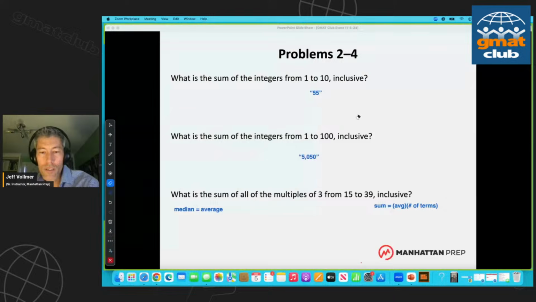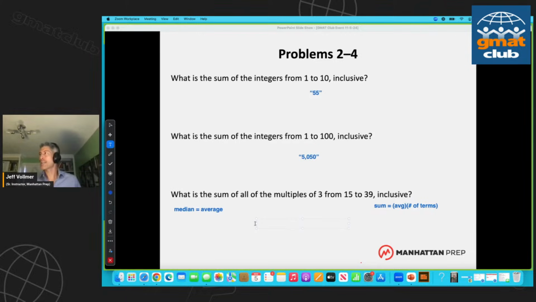But let's take a look at this problem. Sum of all the multiples of 3 from 15 to 39 inclusive. So I want to make sure I'm adding 15 and 39 in this mix. They're part of the sum. There are a couple ways to do this, but rather than thinking for a minute about the most clever way to think about this set, maybe just spend 8 seconds and write out the numbers so we know what terms we're dealing with.